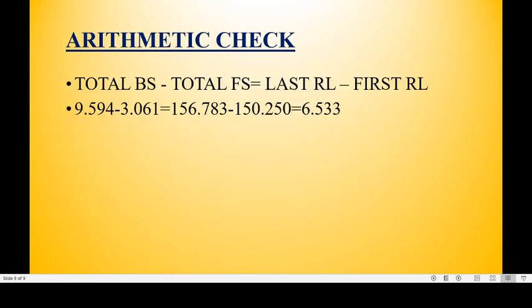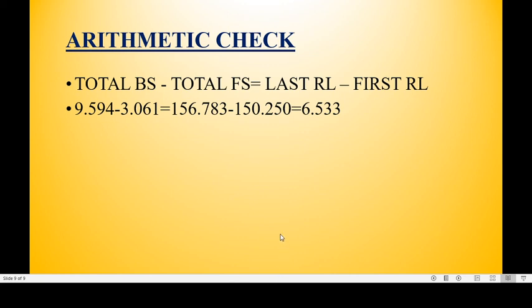Now the arithmetic check. In this collimation method, we only need to add up the BS and add up the FS, and subtract both, and again the first RL needs to be subtracted from the last RL, and the value is the same for both, that is 6.533. So the arithmetic check has been done and all my calculated values are right or correct.